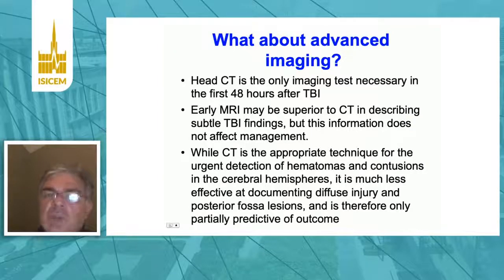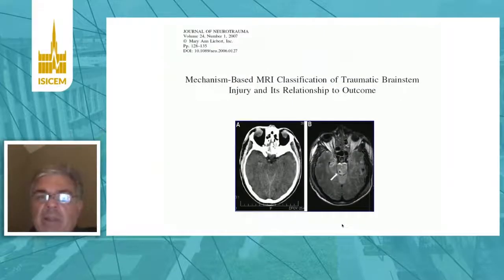But what about advanced imaging? I think head CT scanning is the only imaging that you need in the first 48 hours after traumatic brain injury in terms of decision-making about care. Certainly, early MRI may be superior to describe subtle findings, but it doesn't necessarily affect management in the early phase. So the CT is appropriate for the urgent detection of space-occupying lesion, but more advanced imaging can help with later prognostication. Here's a CT that looks relatively normal, but as you can see on MRI, there's a brainstem contusion. This could then explain why a patient is not improving or determine whether they need further care.